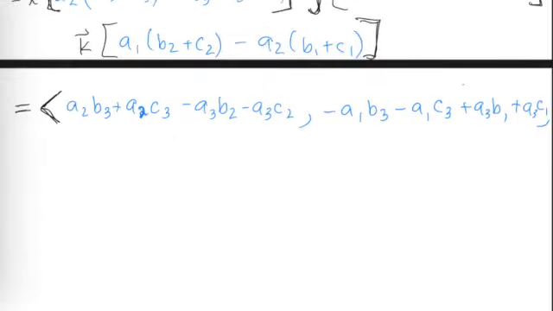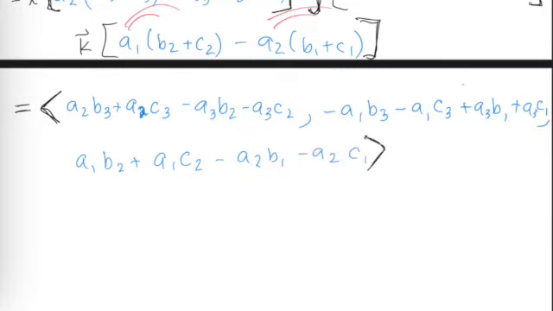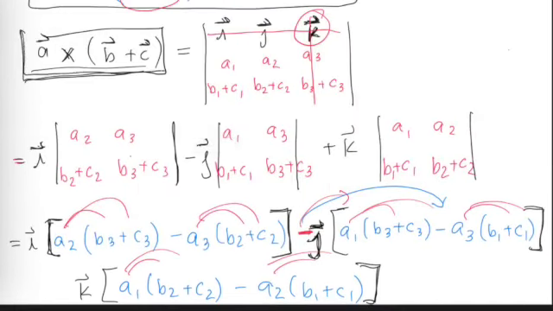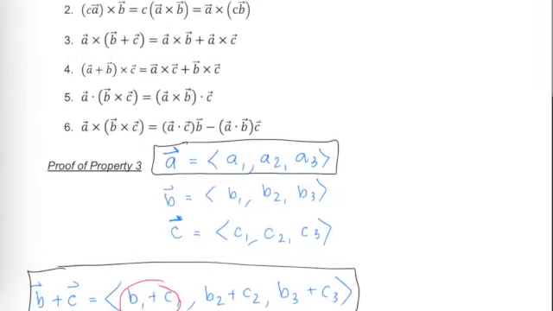And the last component of this vector is going to be determined by distributing the A1 and the A2 into these parens, so that last component is then going to be A1B2 plus A1C2 minus A2B1 minus A2C1, which is a very big and complicated vector. Again, this vector is the result of taking A and crossing it with (B plus C), and we want to show that that's equal to the other side of the property, which is A cross B plus A cross C.